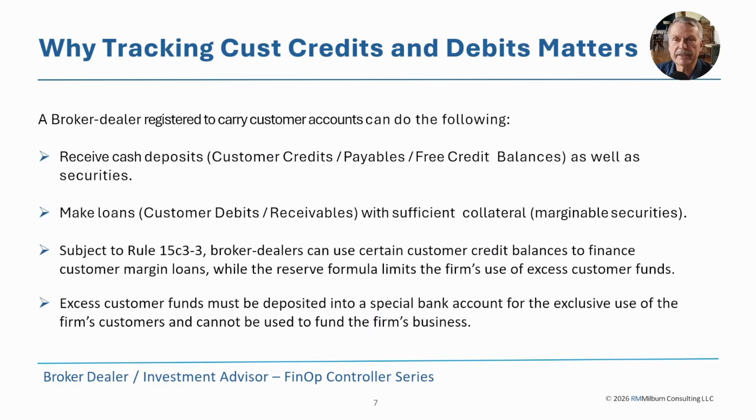So why do we need to track this activity? If the process was just to track fully paid for securities in cash, the reserve calculation would be easy. However, customer cash can be lent to other customers to buy securities. Customer securities can be used to collateralize loans from banks or other broker-dealers. Fails to receive and fails to deliver securities can occur, and securities can be borrowed so customers can short securities. Tracking is needed to verify that a broker-dealer is not making use of excess customer funds generated by this activity, and that any such funds are deposited into a special bank account.